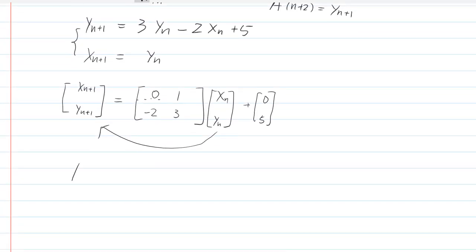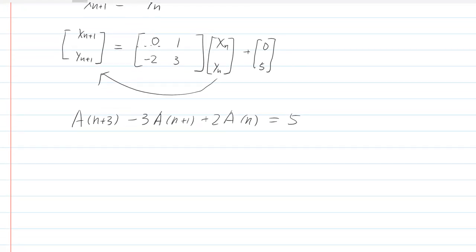Say, suppose we have a_{n+3} minus 3a_{n+1} plus 2a_n is equal to 5. What can we do? The principle is the same.